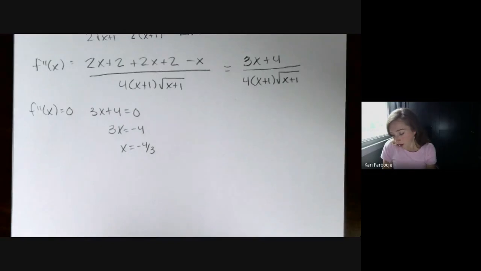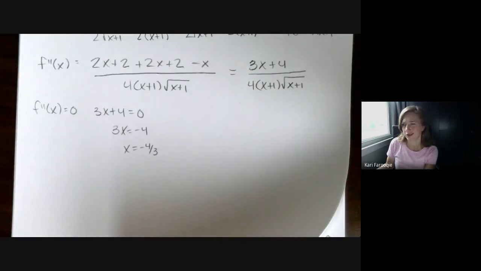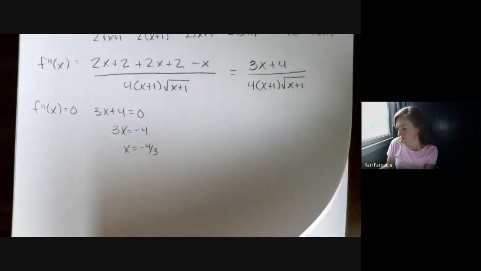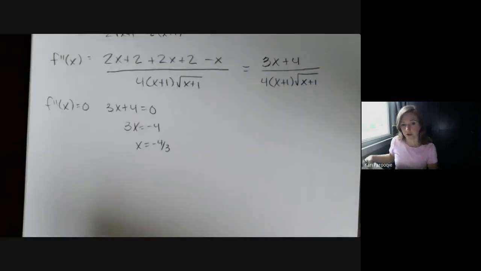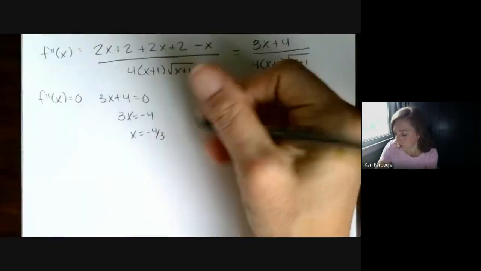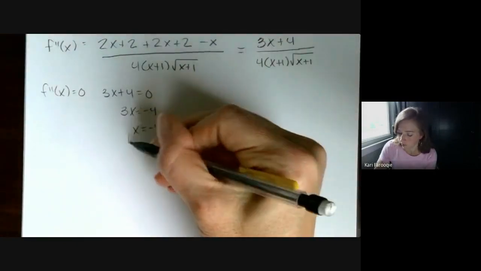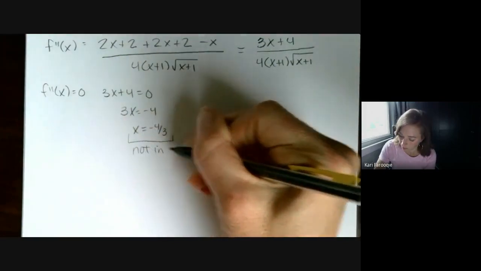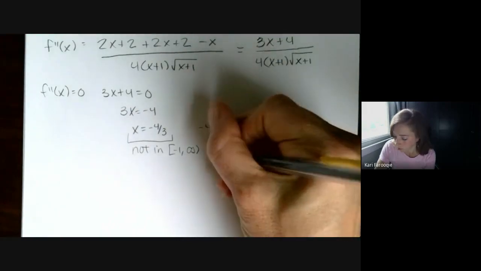And then you're going to go back and ask yourself, is -4/3 a possibility for us? Not just because it's negative, but that's one thing that might trigger you thinking, wait a second, I have radicals and I have a negative. Let's just double check. So you go back to your domain and you notice that x has to be greater than or equal to -1. Well, -4/3 is less than -1. So this value is not in the domain, so it cannot be a possible point of inflection.